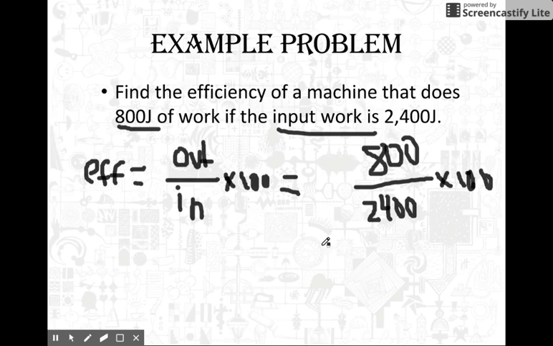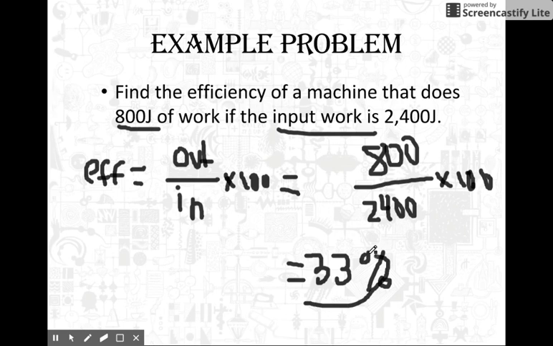So remember, the closer we are to 100%, the more efficient our machine is. So 800 divided by 2,400 times by 100, and we get 33%. So this machine is not very efficient. Remember, the closer we are to 100, the more efficient it is.